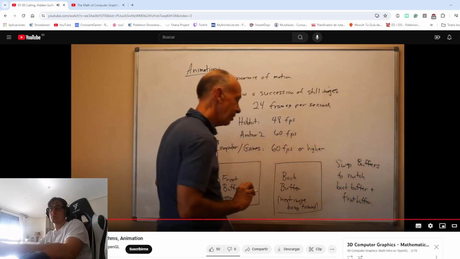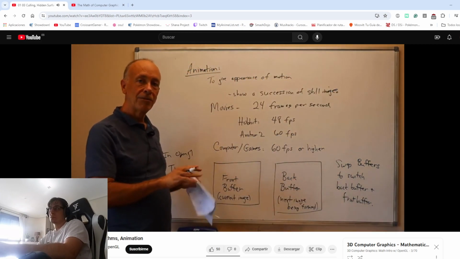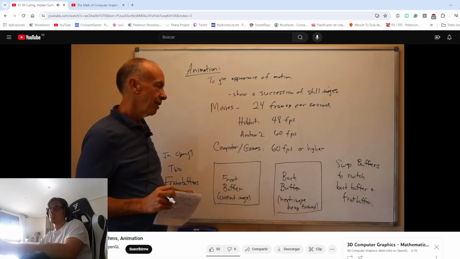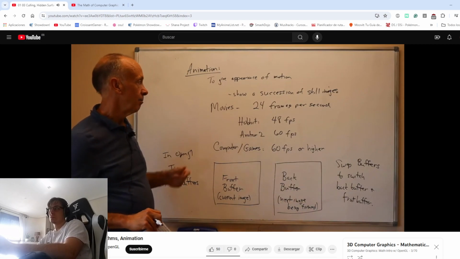At any point, the user is just looking at a fixed still image. The back buffer is changing as it's being created, but the user doesn't see that. And this is the method used to create animated motion.